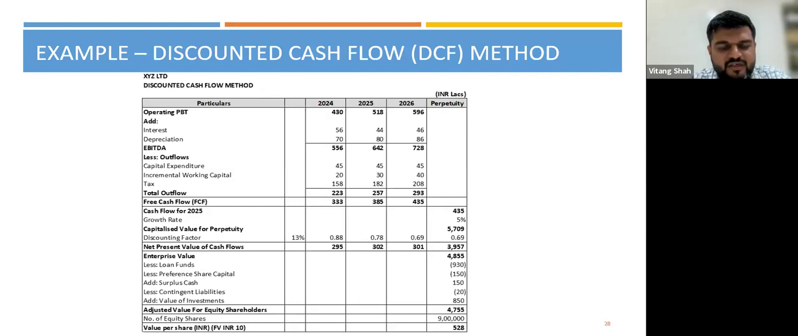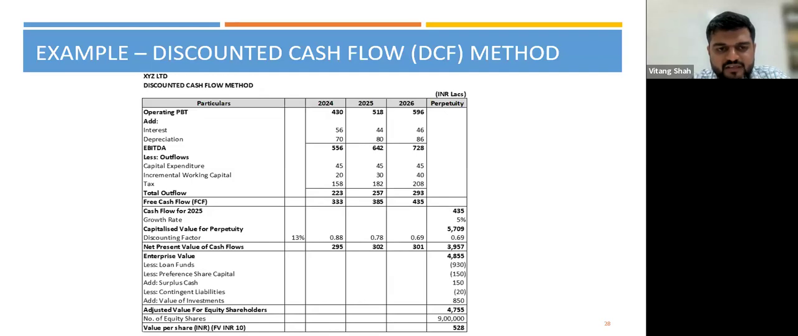Investment income, interest on fixed deposits or dividend from investments. If the company is not in the business of investing, then those are all non-operating. So when you are valuing a company, you will consider only operating profits.